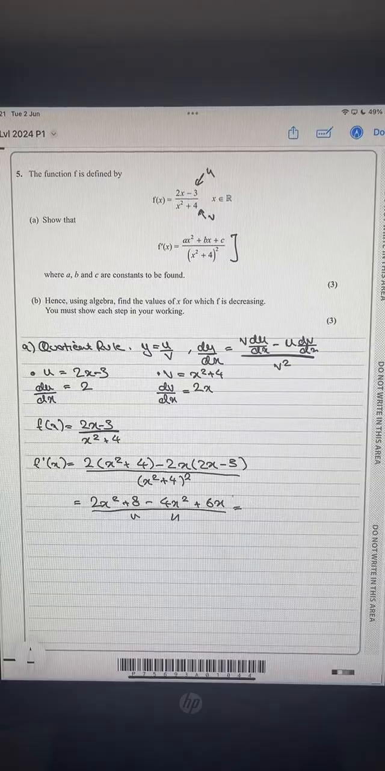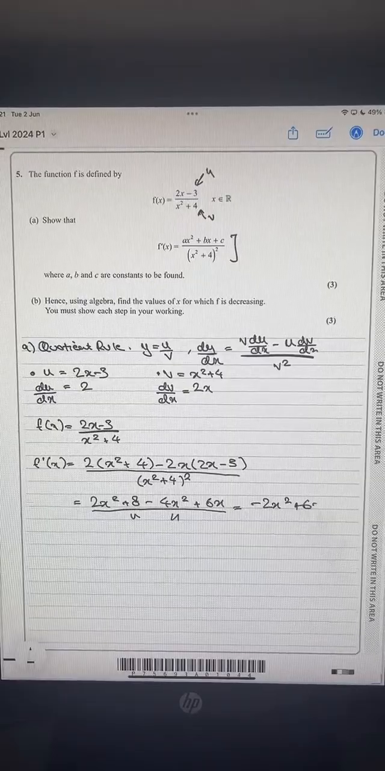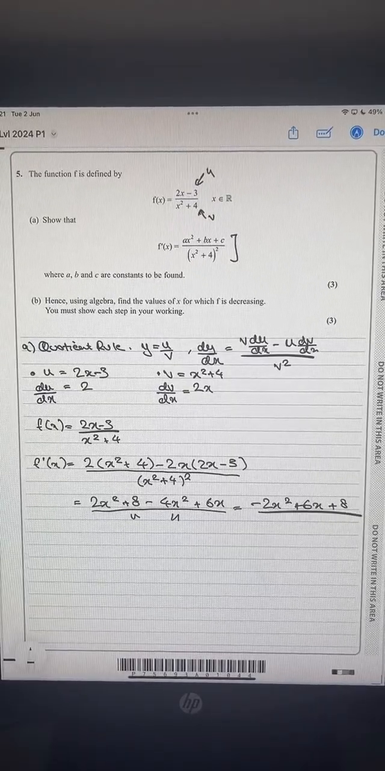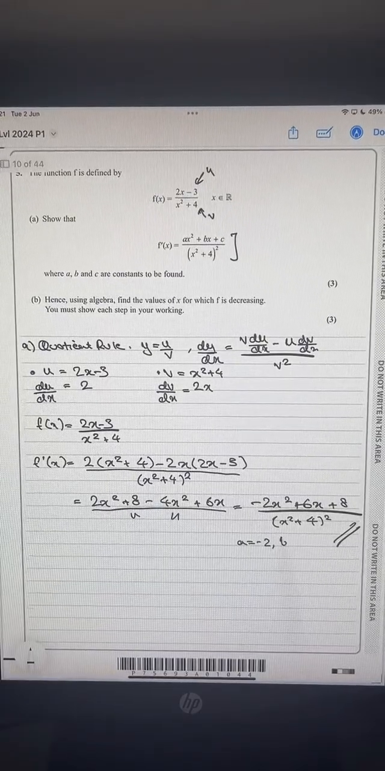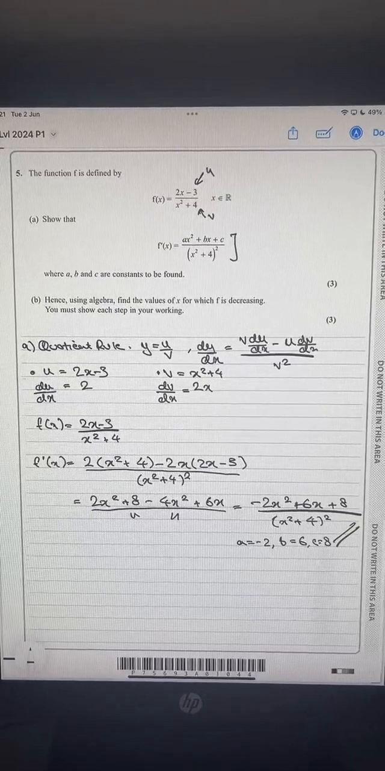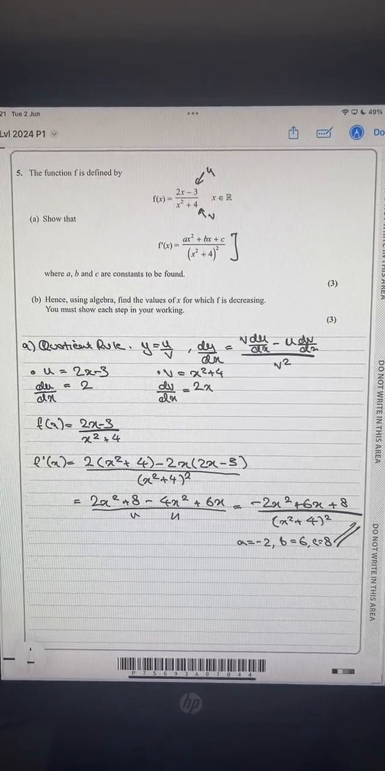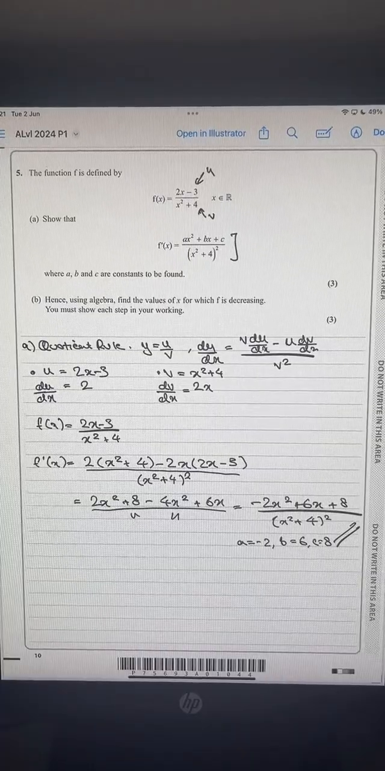Then we do 2x squared minus 4x squared, so that's minus 2x squared plus 6x plus 8, divided by x squared plus 4 whole squared, and that is my answer. Let me just check. Yep, that is my answer. Nice. So we can see a is equal to -2, b is equal to 6, and c is equal to 8. That's how you do the first part for a very nice 3 marker quotient rule.